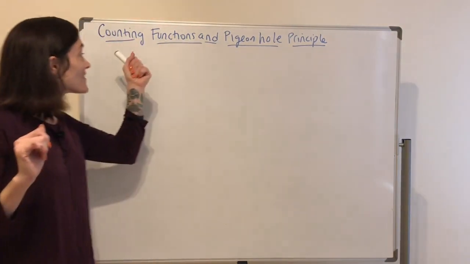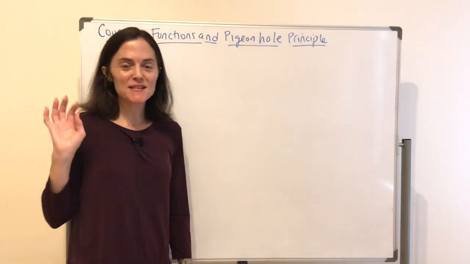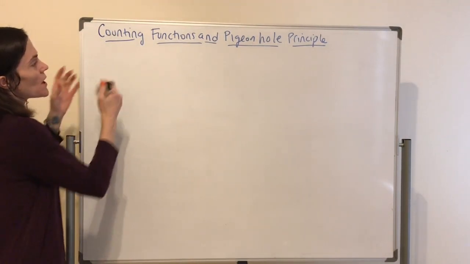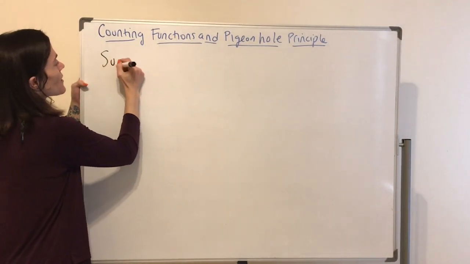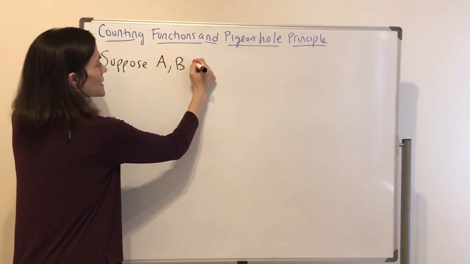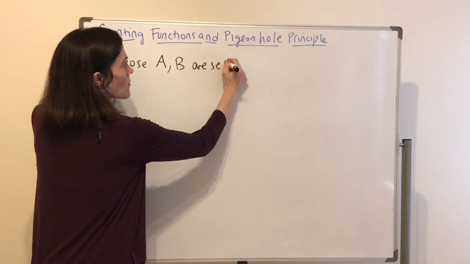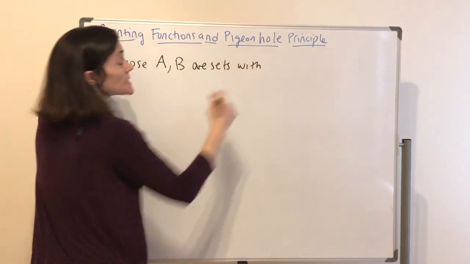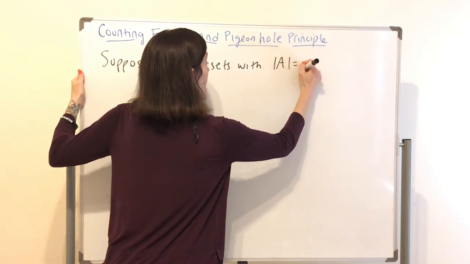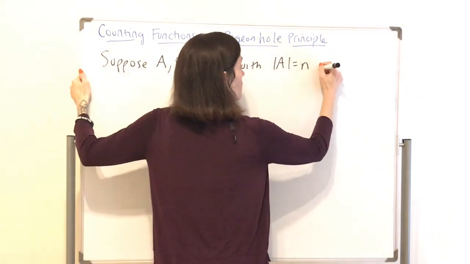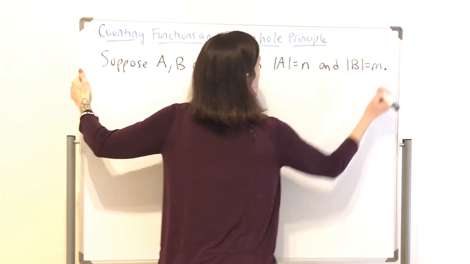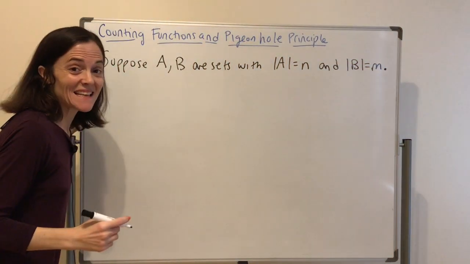Today we are counting functions and discussing the Pigeonhole Principle. Well, some things we know, so let's just start off and suppose we have two finite sets, A and B, such that the cardinality of A is n and the cardinality of B is m. And then let's think about some things that we can count.